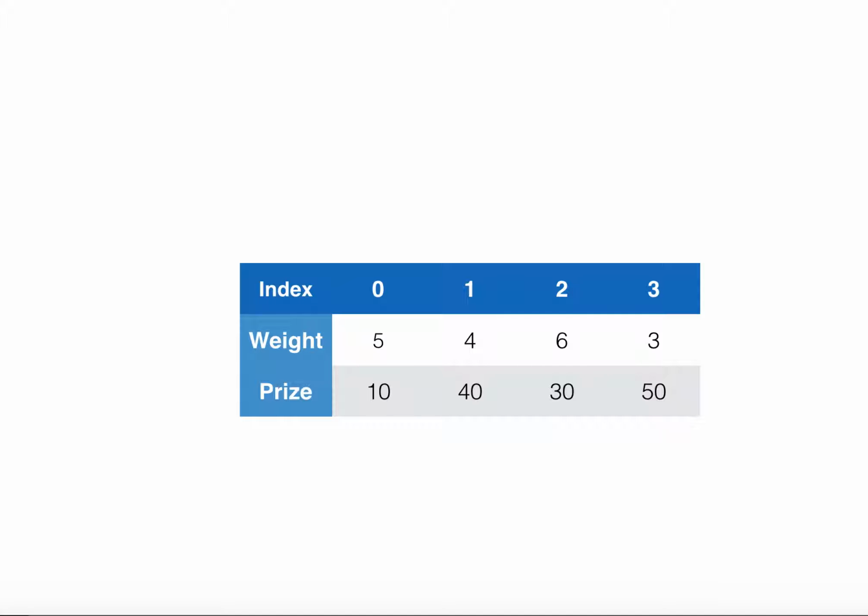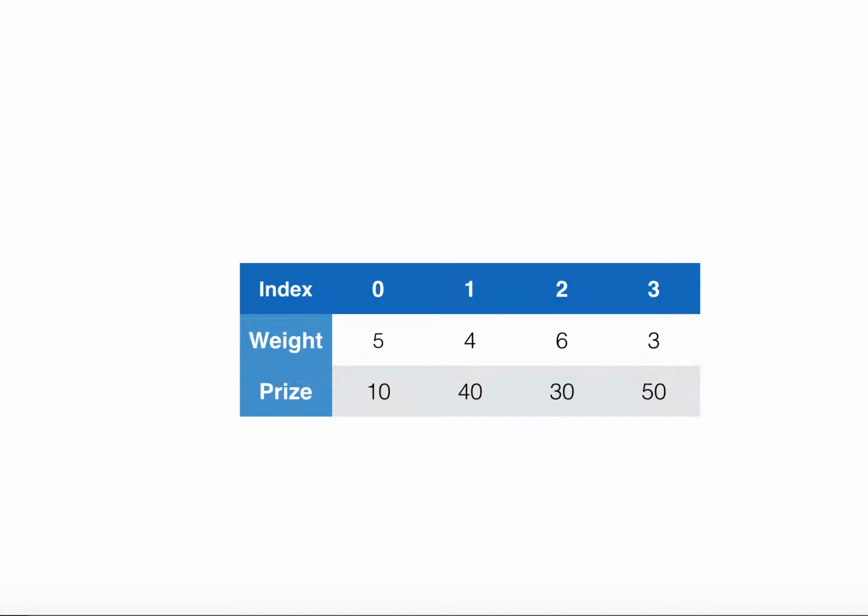So let's, for example, take a table which talks about how many items he found at the house, and what each item's weight and price is. So how do we solve this particular problem?